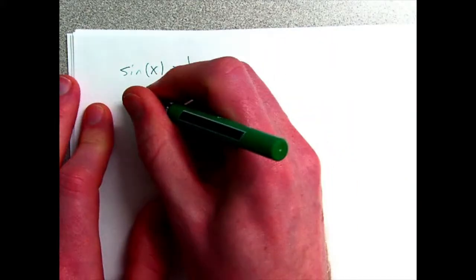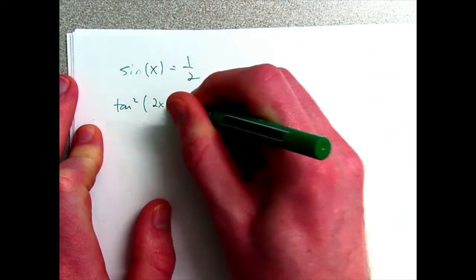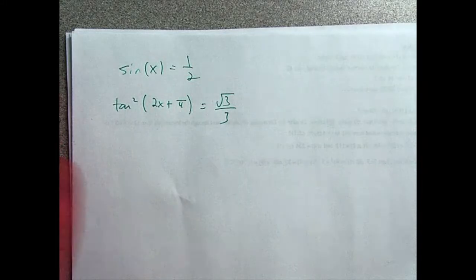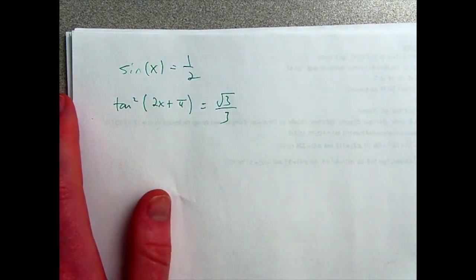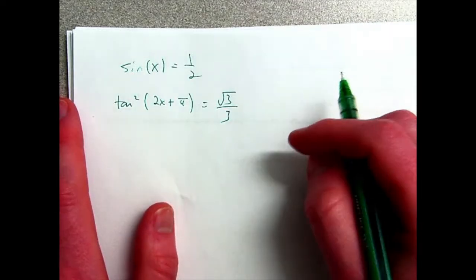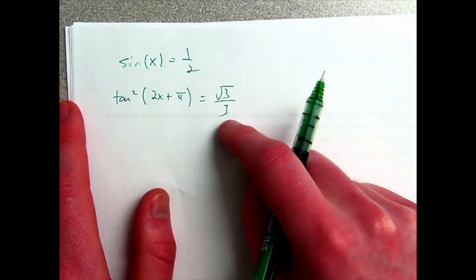Obviously they can be more complicated, something like tan squared of 2x plus pi equals root 3 over 3. That is also a trig equation. And the goal, of course, is to find the solutions. In other words, we need to find the values of, in this case, x, which satisfy the equation.